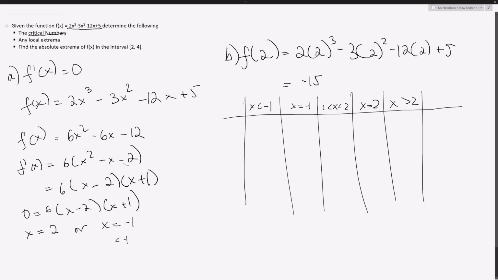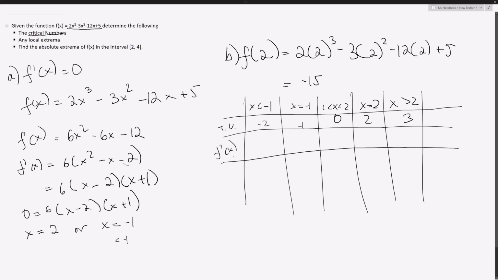We could try out different test values. You could put your test values here, so let's put this test value. For example, this would be negative 2. We know that in negative 1, it'd be negative 1, right? That's the only test value we could get. This would be 0, this would be 2, and this could be 3. Very simple. Now, let's look at how f prime of x behaves.